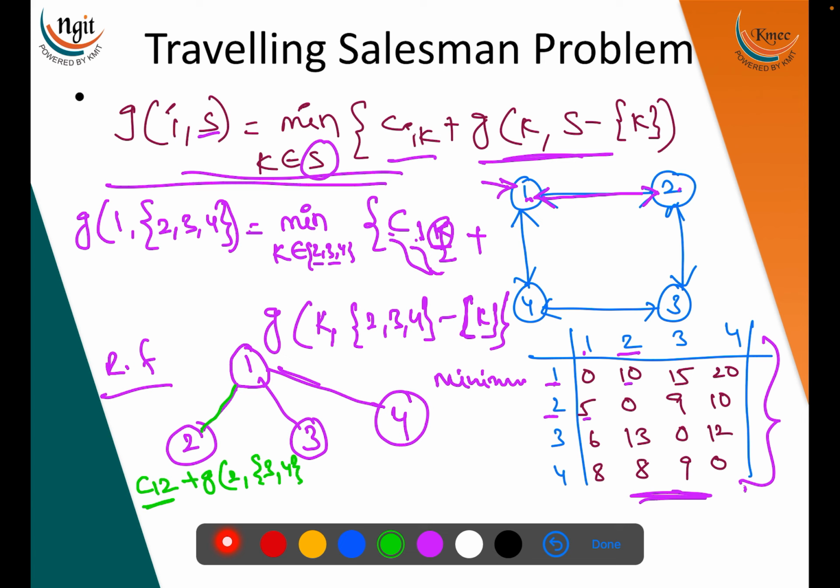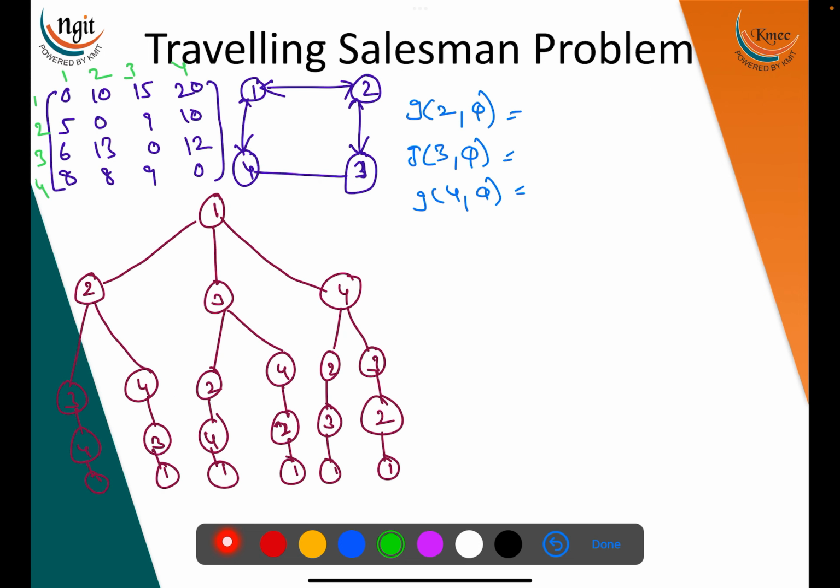So C12 you know from this graph. What is C12? 10. So 10 you will know from the graph, but this value you have to calculate. For that, again you have to draw a recursive tree from 2 to visit 3 and 4. So 3 will come here and 4 will come here. We'll take one more slide. Now let's see here. These are the possible permutations for this graph. He can go 1 to 2 or 1 to 3 or 1 to 4. Depending upon the minimum cost, he'll choose to travel.